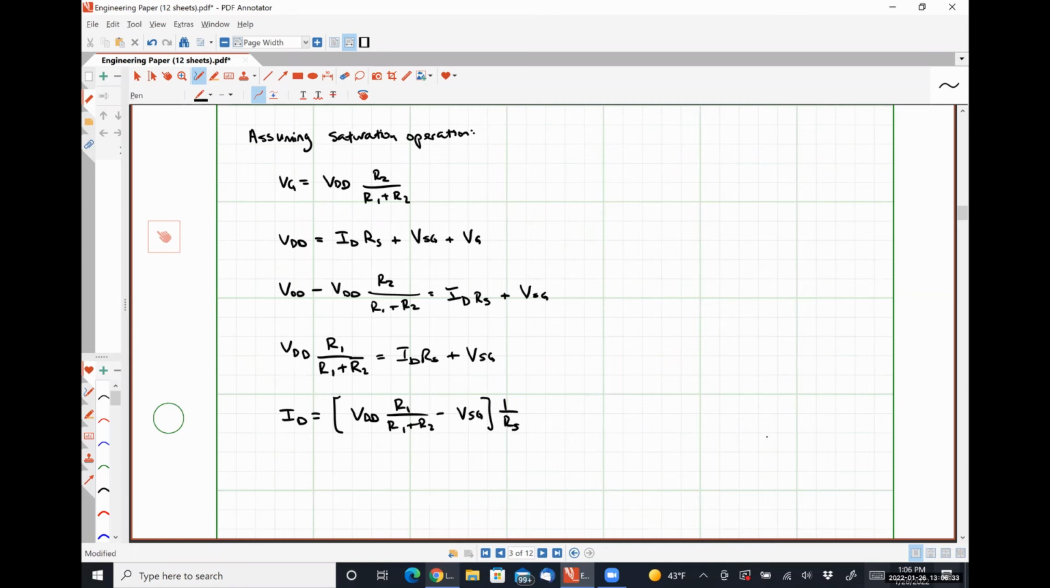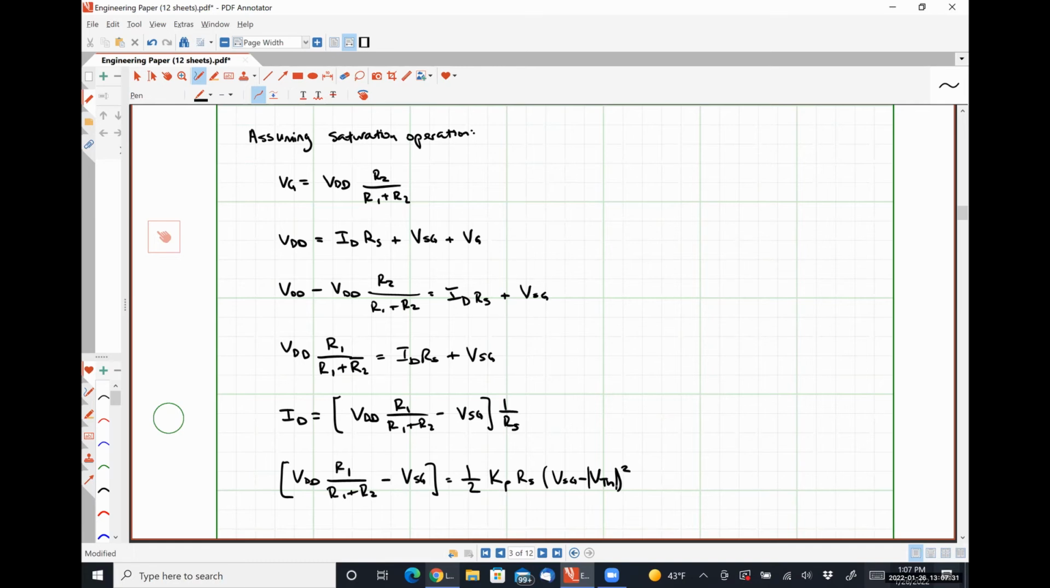I can say that VDD times R1 over R1 plus R2 minus VSG is equal to 1/2 K sub P times RS times the quantity VSG minus the absolute value of VTH, squared, where K sub P is just the transconductance coefficient for our PMOS transistors, which is just mu P C ox W over L. So literally the exact same thing as K sub N that we used the other day, except that now we're using hole mobility.